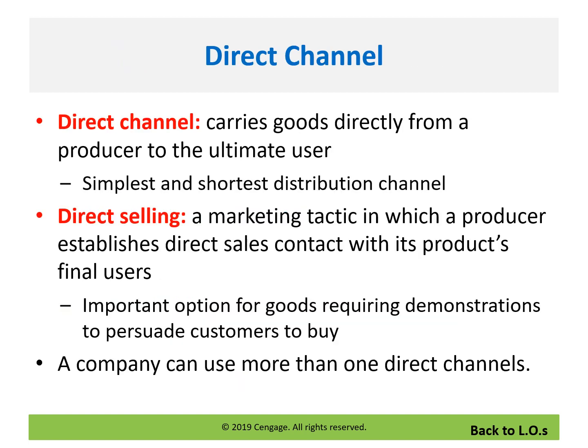The simplest and shortest distribution channel is a direct channel. A direct channel carries goods directly from a producer to the ultimate user. This channel is often supplemented with direct selling, which is a marketing tactic in which a producer establishes direct sales contact with its product's final users. Direct selling is an important option for goods requiring extensive demonstrations for persuading customers to buy. A company can actually utilize more than one direct channel.